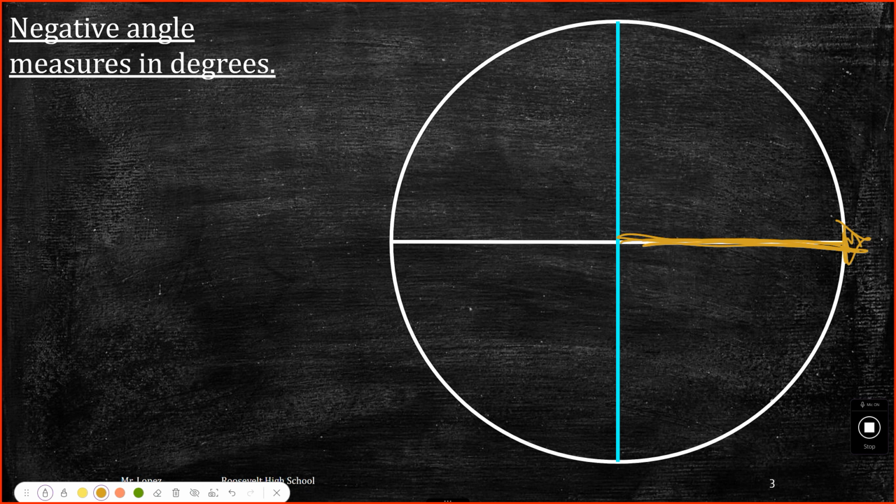So negative. What's the first one that we're going to do? Negative 30, because we're going down. Then what's the next one? Negative 45. We're doing the same thing. We're doing 30s, 45s, and 60s, but we're going down like that. Negative 45.